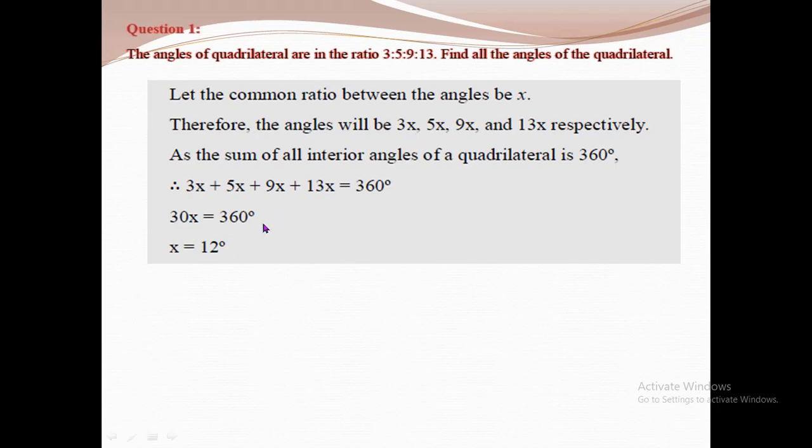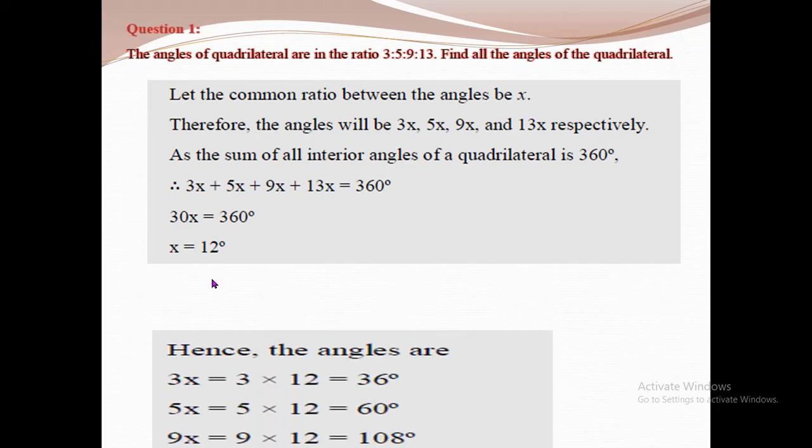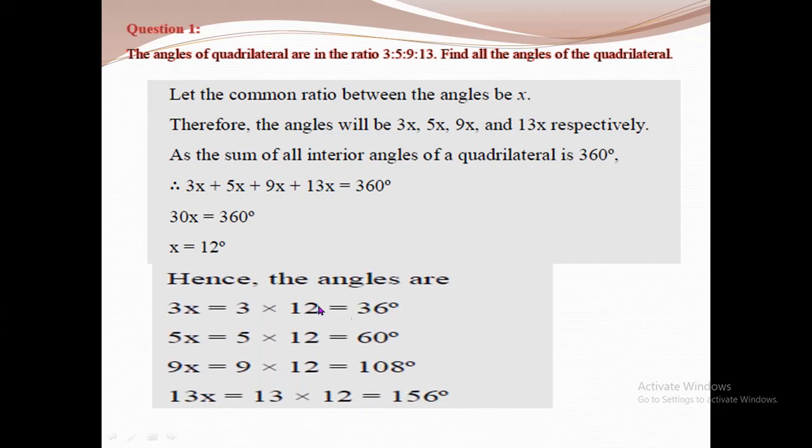Thereby, 3 plus 5 is 8, 8 plus 9 is 17, 17 plus 13 is 30, so 30x equals 360 degrees. So x equals 12 degrees. Now it is easy for us to find the angles. 3x is 3 into 12, 36 degrees. 5x, 5 into 12, 60 degrees. 9x, 9 into 12, 108. 13x, 13 into 12, 156. So this way we can find all the angles of a given quadrilateral if the ratio of the angles is known to us. Okay, you can make a note of this one.